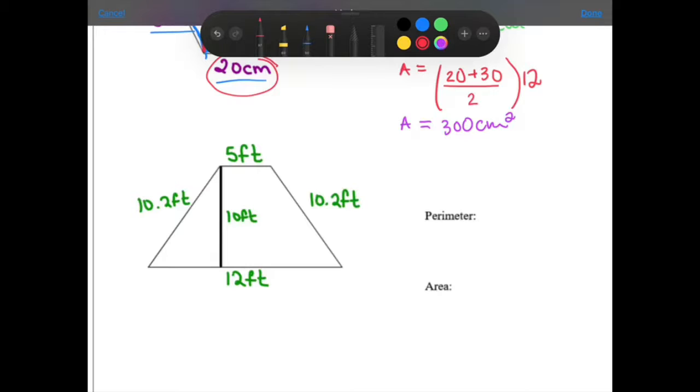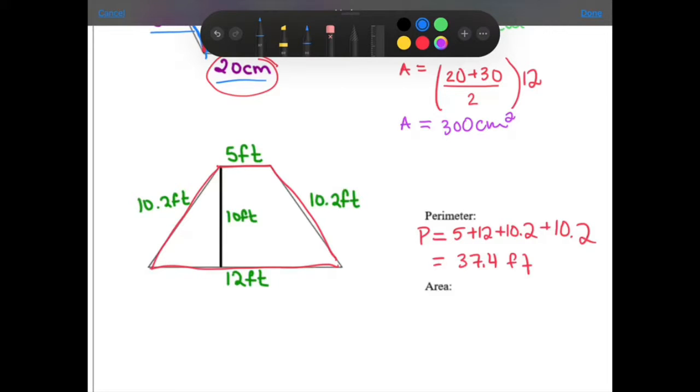Alright, so moving on, perimeter is add all sides. So perimeter of this trapezoid, our sides are 5 feet, 12 feet, 10.2 feet, and 10.2 feet. So perimeter is 5 plus 12 plus 10.2 plus 10.2, and our perimeter is 37.4 feet.